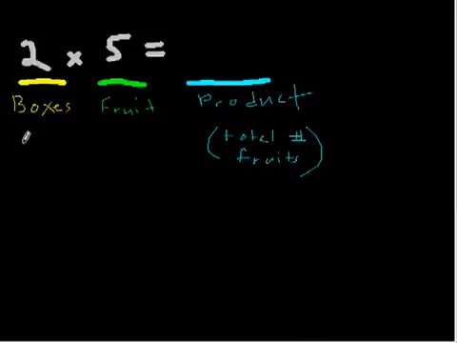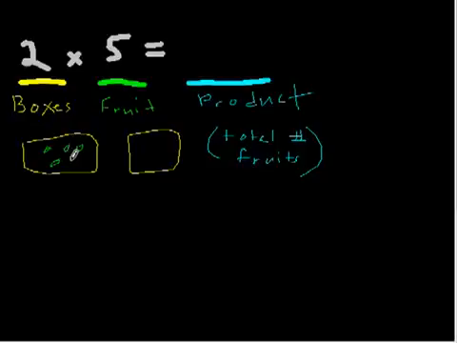So let's create our boxes first. We have 1 and 2 boxes. And inside each box we have 1, 2, 3, 4, 5, 1, 2, 3, 4, 5 fruits. And if we were to add all these up, we'd get 1, 2, 3, 4, 5, 6, 7, 8, 9, and 10. So 10 total fruits.